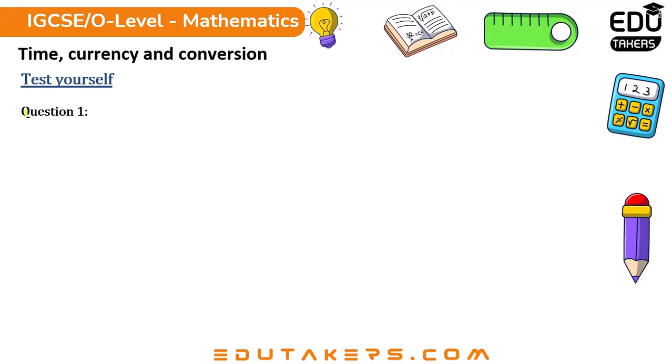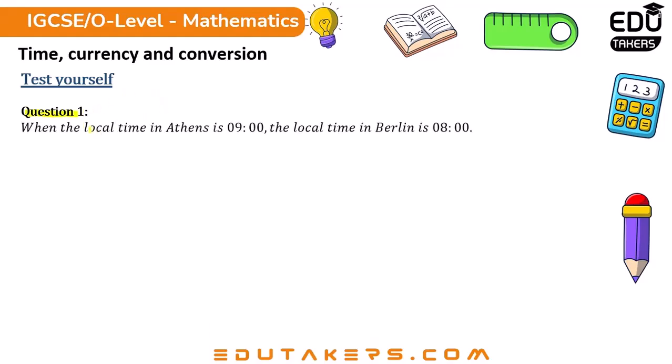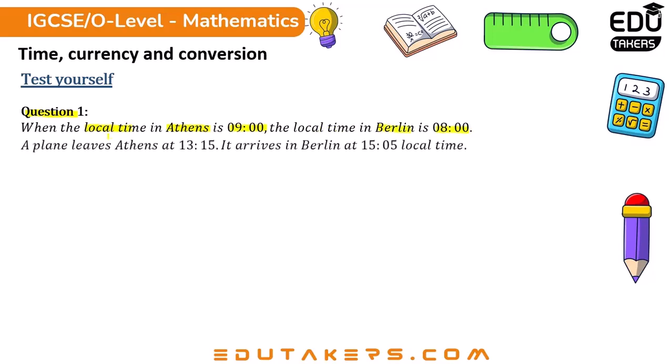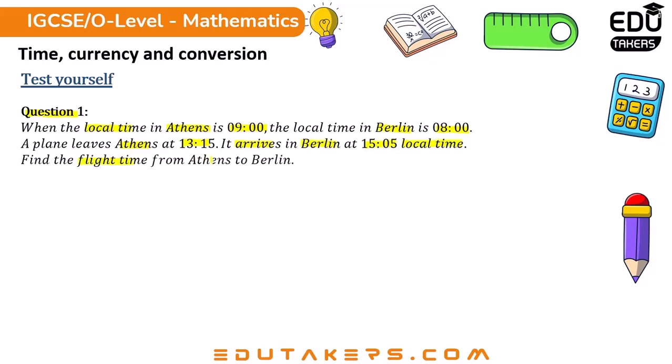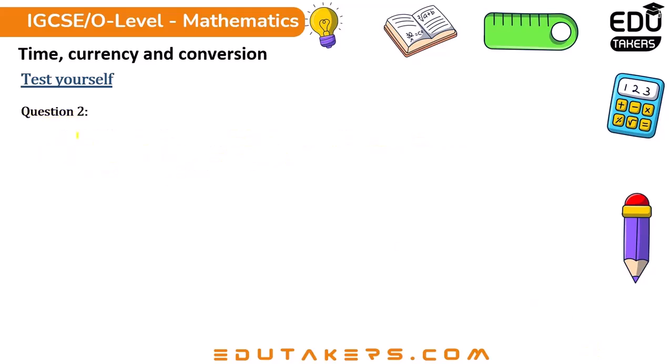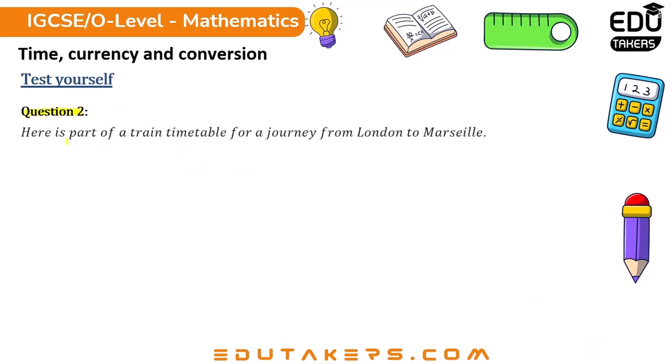Test yourself. Question number 1 is, when the local time in Athens is 9, the local time in Berlin is 8. A plane leaves Athens at 13:15. It arrives in Berlin at 15:05 local time. Find the flight time for Athens to Berlin and give your answer in hours and minutes. It's a 1-mark question.